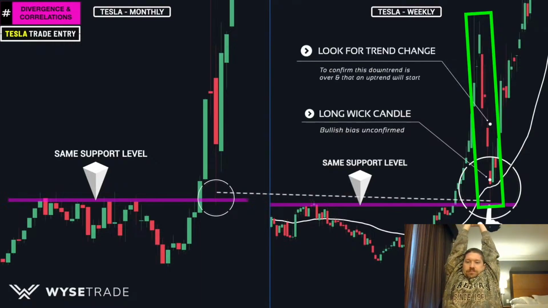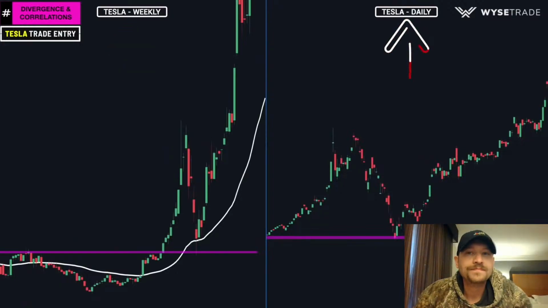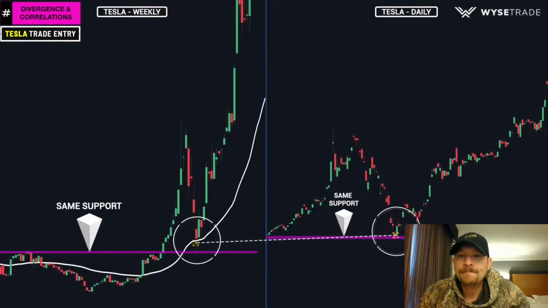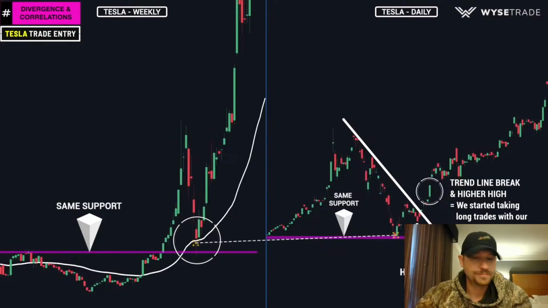So let's bring up the daily. So on the left is the weekly we just looked at, and on the right is the daily. Same key level, same pullback. And this area here is this same area here. Trendline placed onto the immediate trend. And once it broke and made a higher high and the previous higher low, the trend change was confirmed.